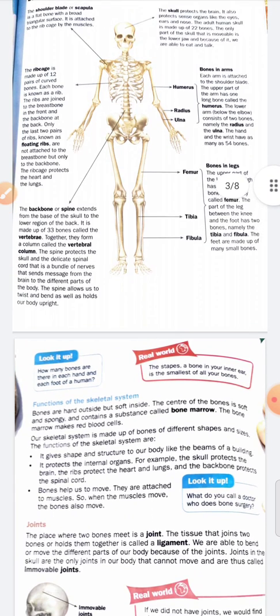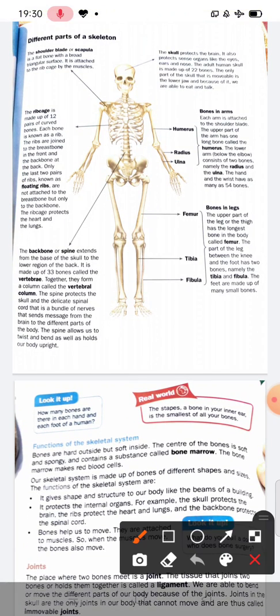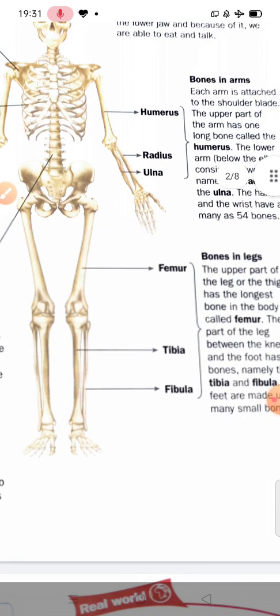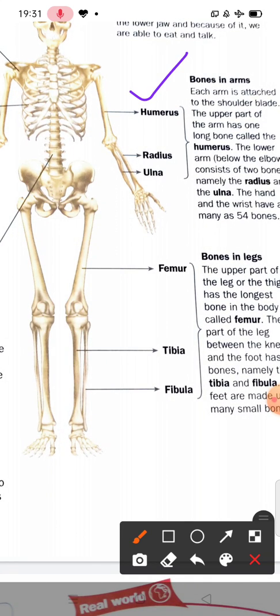Students, in the previous lecture we discussed the different parts of our skeleton, including the bones in the arms and the bones in the legs. So now we are discussing joints. How can you show this is a joint? Let's start. You can see here this is the upper arm and this is the lower arm. This is the upper leg, or you can say thigh, and this is the lower leg.